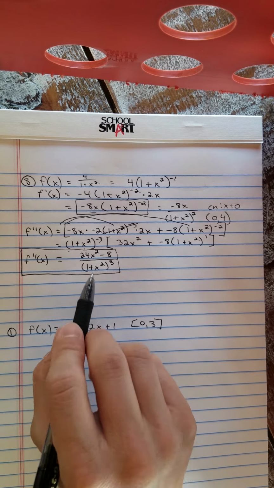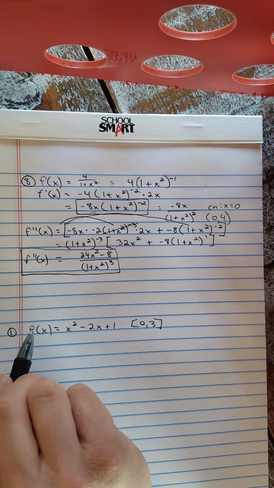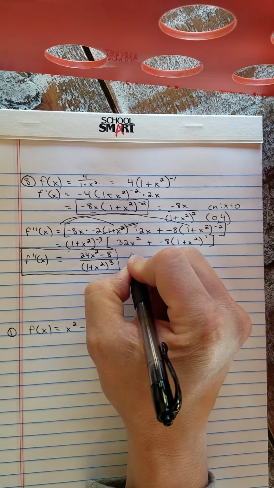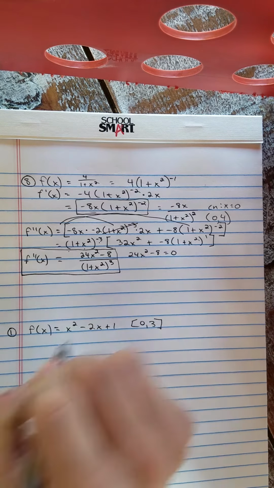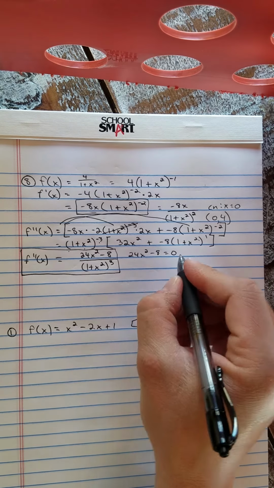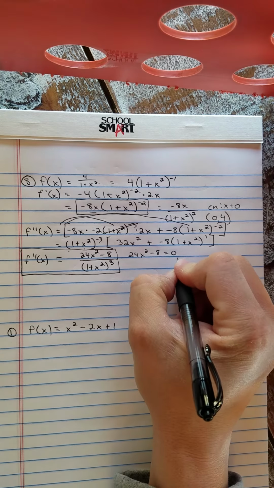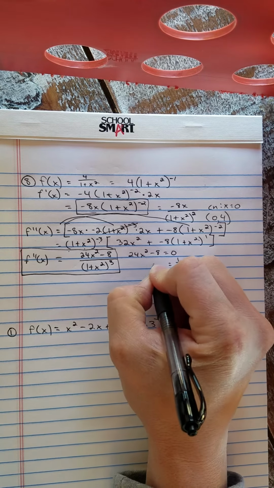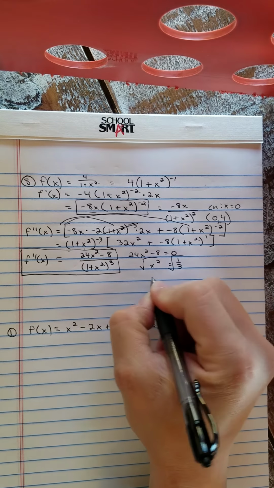So if we're looking for critical numbers here, our denominator is still that 1 plus x squared, so we're not going to get any critical numbers. Our critical numbers are coming out of the top. 24x squared minus 8, set it equal to 0, and then figure out what your critical x's are. Add 8, divide by 24. 8 over 24 is 1/3. So x squared equals 1/3. Square root both sides. You get this.